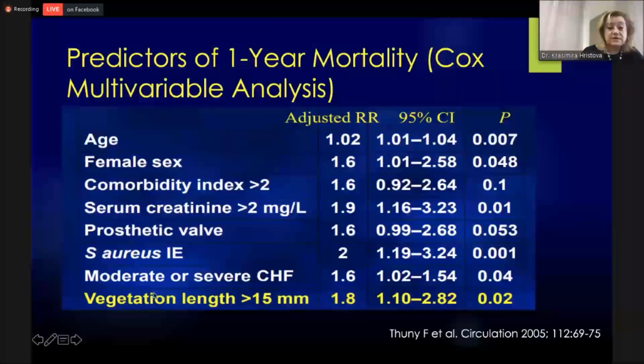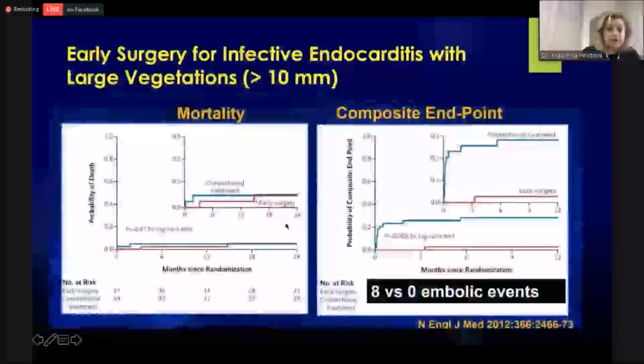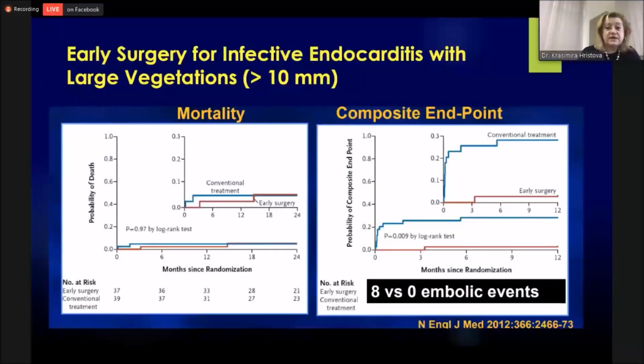Moderate or severe chronic heart failure is associated with a high risk of one-year mortality. Female sex is also associated with higher mortality, and a comorbidity index of more than 2 is also associated with a high risk of mortality. Early surgery for infective endocarditis with large vegetation.